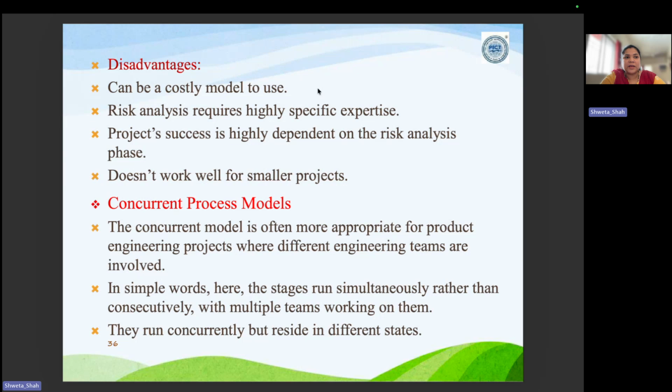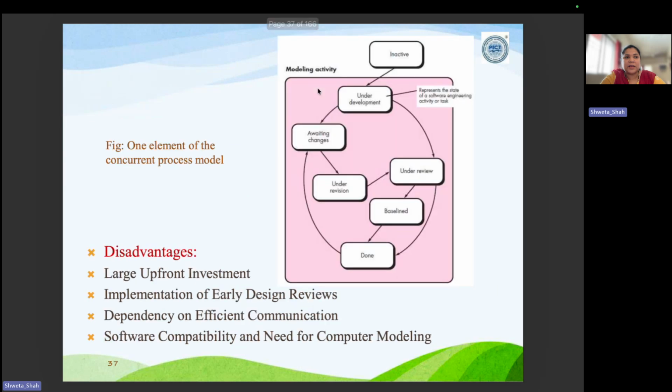Concurrent process models are also there to overcome the disadvantages of the spiral model. The concurrent model is often more appropriate for product engineering projects where different engineering teams are involved. In simple words, the stages run simultaneously rather than consecutively, with multiple teams working on them. They run concurrently, but in different states. We can say they run in parallel.